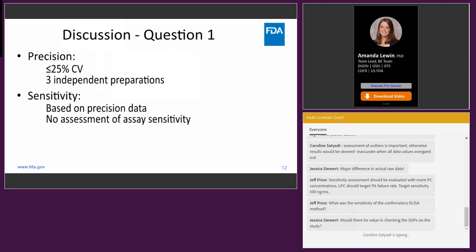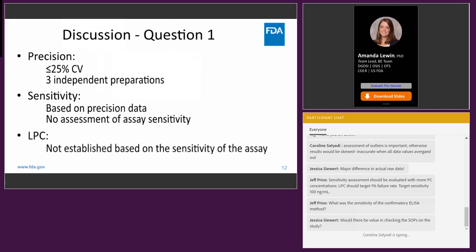Sensitivity was not done statistically. It was based on the precision data, right? So really there was no assessment of assay sensitivity. It just wasn't performed, and it was based on the fact that the LPC passed precision and was consistently positive. And so just going back to that point again, if you want a little more information on that one, Kara did discuss a little bit more on sensitivity and proper ways of determining that. There's also more information in the guidance for that as well.